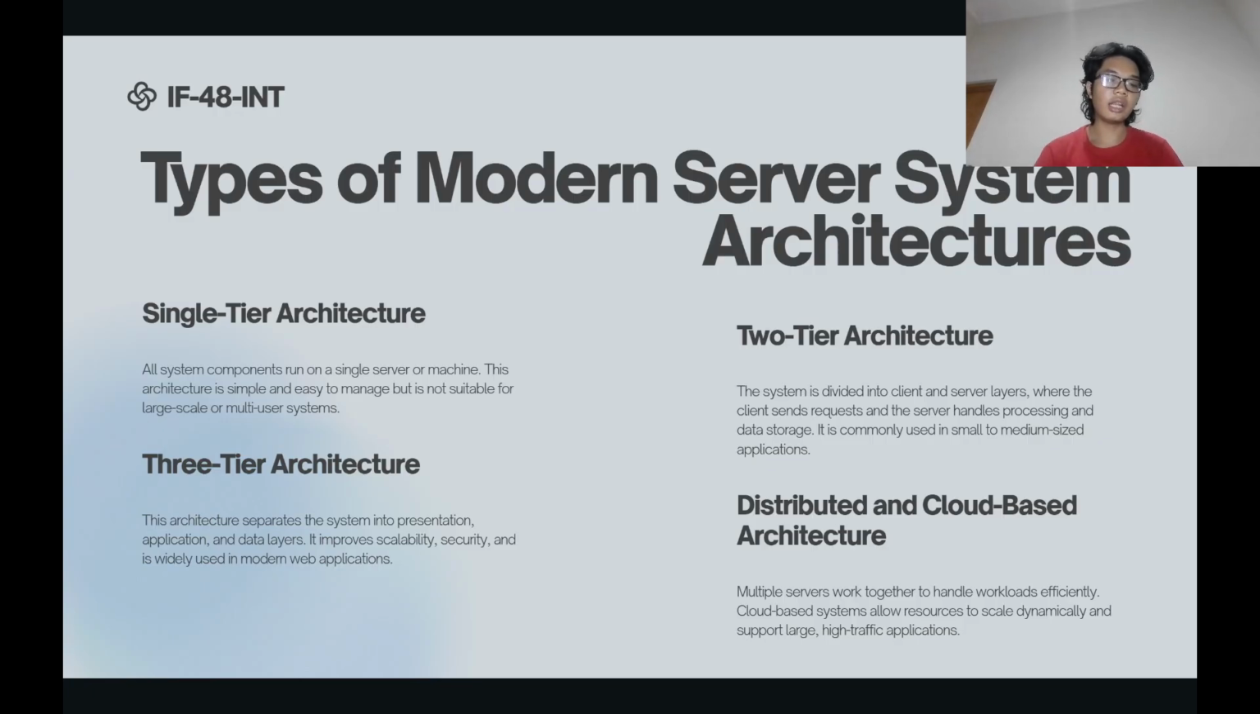Next, we have three-tier architecture. This is the gold standard for modern web applications. It separates the system into three distinct layers: the presentation layer, the application layer, and the data layer. And lastly, we have distributed and cloud-based architecture. This is the most advanced level. Instead of one big server, we use many servers working together across different locations.